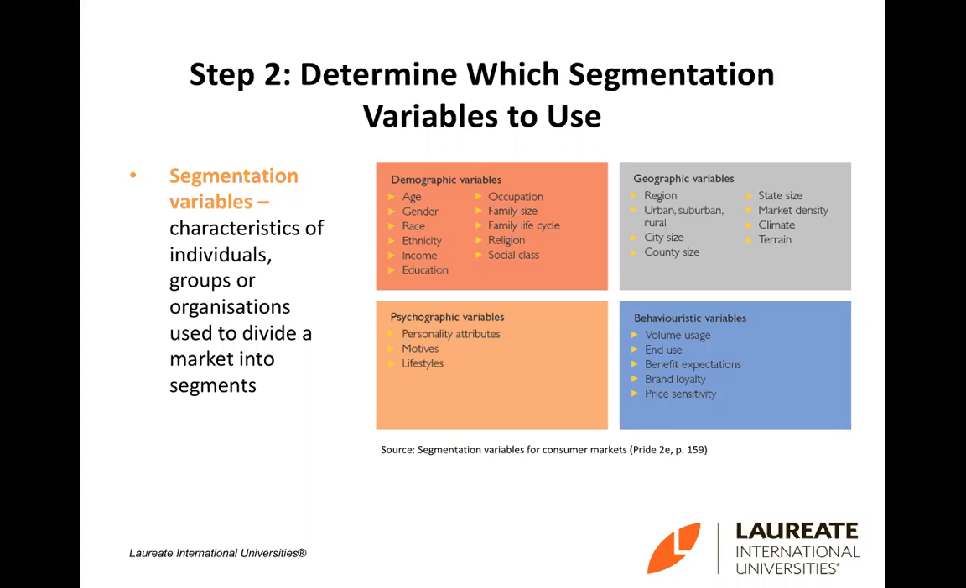There are 4 segmentation variables that we can use in our segmentation analysis: geographic, demographic, psychographic, and behavioral. Okay, so I would recommend, these are quite fundamental. I would recommend you use these 4 segmentation variables, so you have a more comprehensive analysis on your target market.